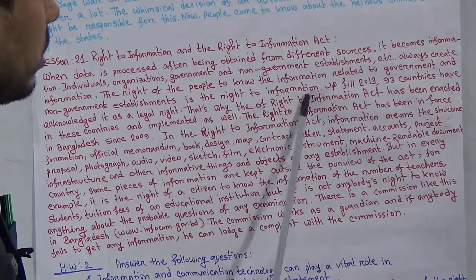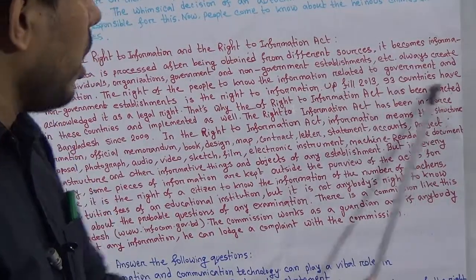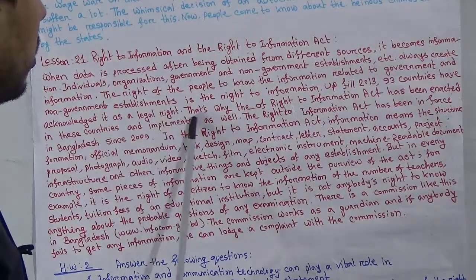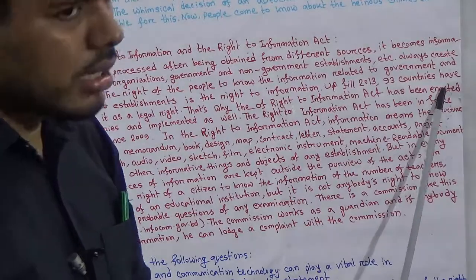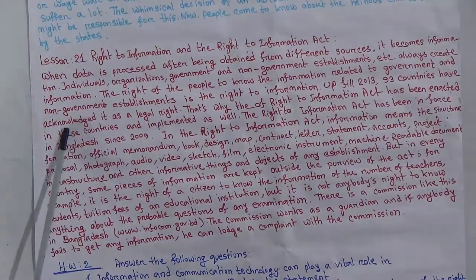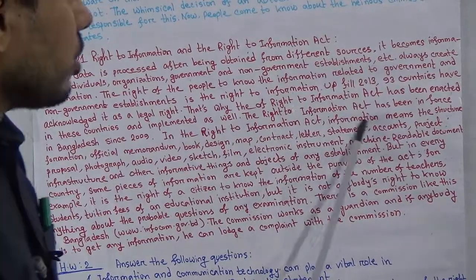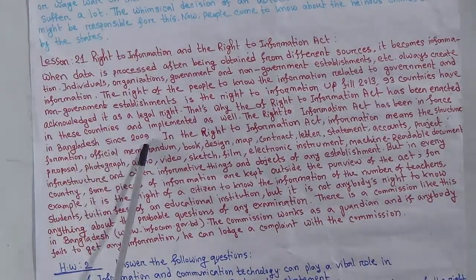They always create information. The right of the people to know the information related to government and non-government establishments is the right to information. Up till 2013, 93 countries have acknowledged it as a legal right also. That's why the Right to Information Act has been enacted in Bangladesh and implemented as well. The Right to Information Act has been enforced in Bangladesh since 2009.